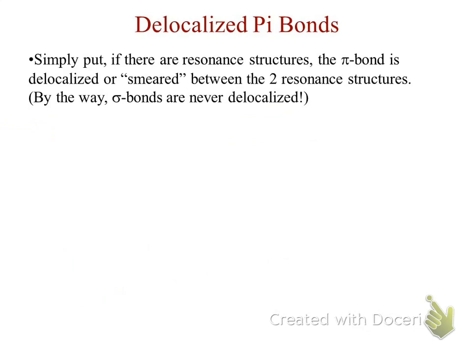Now, when we look at these pi bonds, they have a tendency to be what we call delocalized. Again, delocalized just means that they're able to move. They're not stuck to a physical location. Simply put, if there are resonance structures for the molecule, the pi bond is delocalized or smeared between the 2 resonance structures. That's why we want to draw both of them, because it's not just representing one, it has to be representative of all.